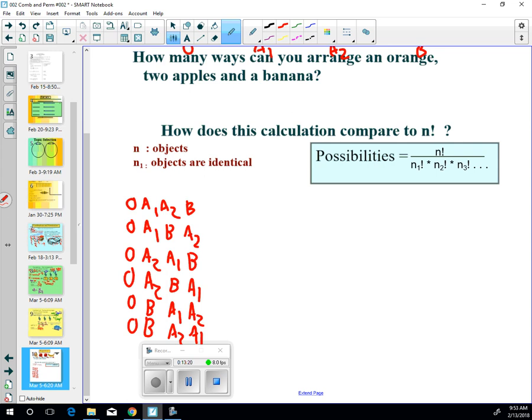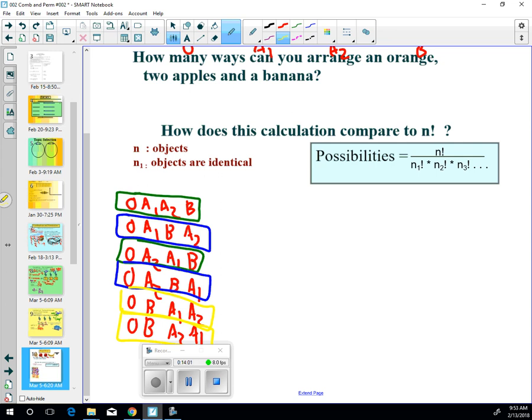Does this look right? Because notice I have 2 B's here, 2 A1's, 2 A2's. I have 2, 2, and 2. So it looks great. Now, is there one that's the same as this? Yeah, the third one is the same. Are there any that are the same as this one? Fourth one. Yep. And are these last 2 the same? Yep.